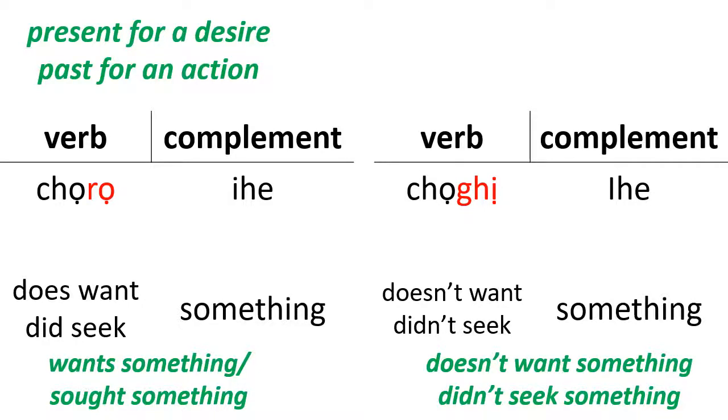Chọrọ ihe, does want, which means wants in the present tense if it's just a desire and not an action. And did seek, which means sought in the past tense since it's an action. Chọrọ ihe, wants something or sought something. Chọghị ihe, doesn't want something if it's just a desire, and didn't seek something if it's an action.